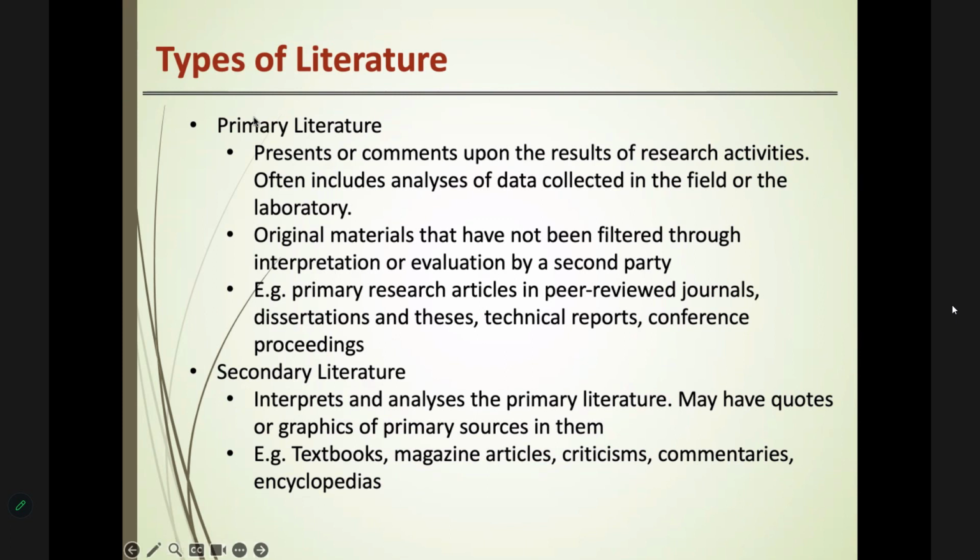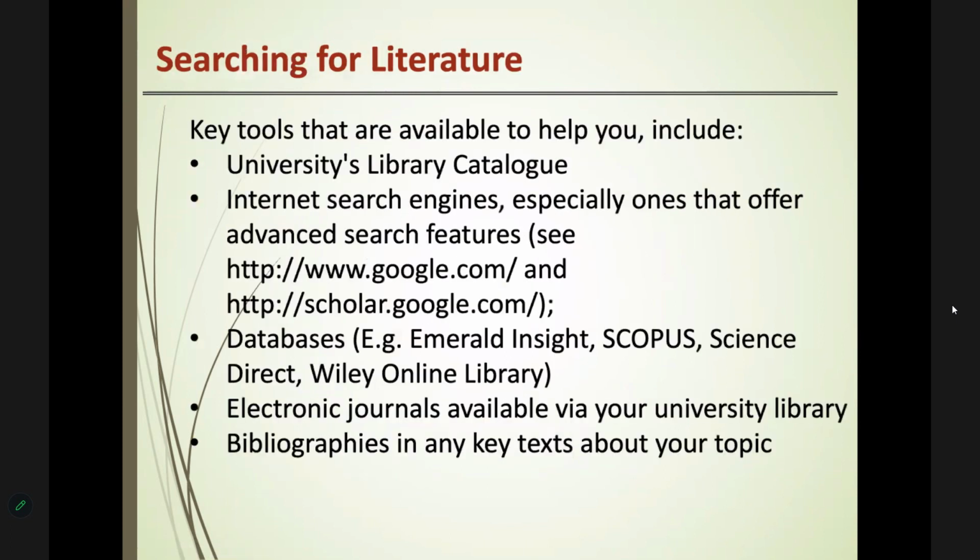So for the MSc, both of these are useful. If you really want to gather some theoretical knowledge, the secondary literature is useful. If you want to find out the current trends around your area and what is happening in your area, or if you want to update your knowledge on the methodological aspect, how similar research studies have been conducted elsewhere, the primary literature will be helpful, right? And there are several tools available to help you do the literature search. The University Library Catalog is one of those.